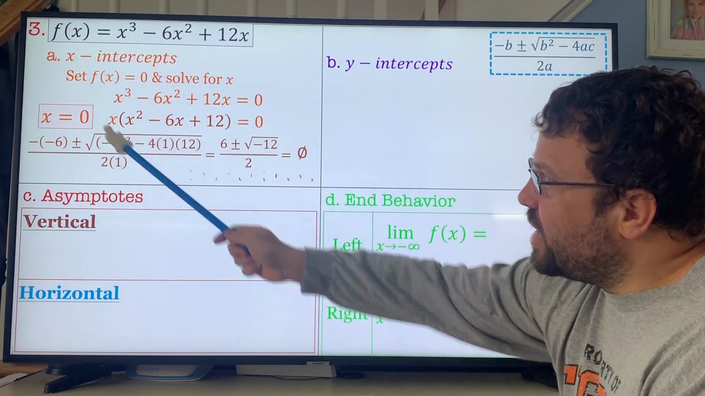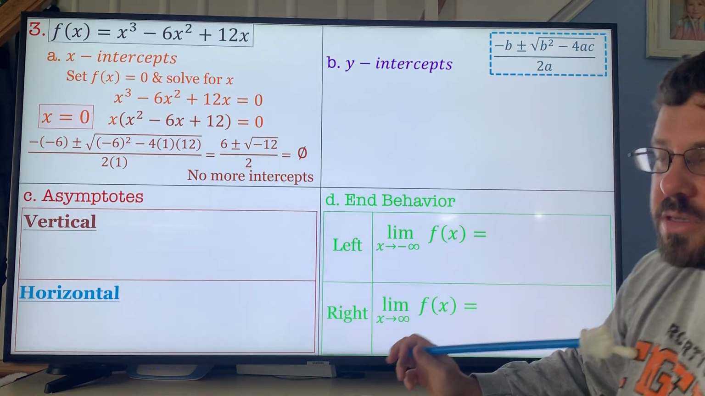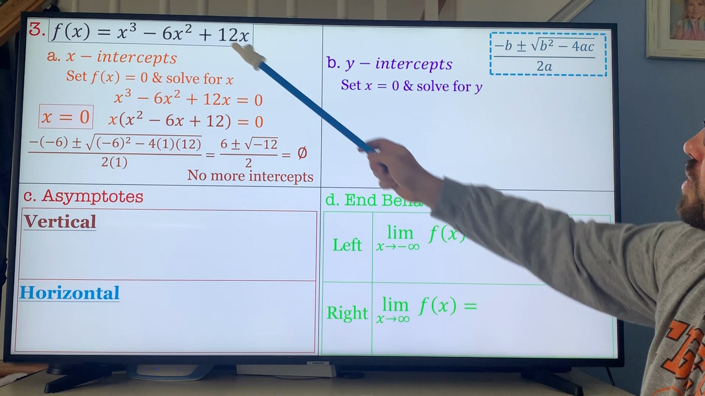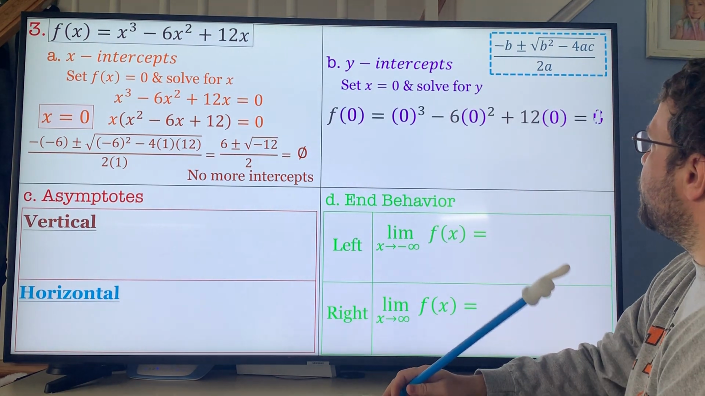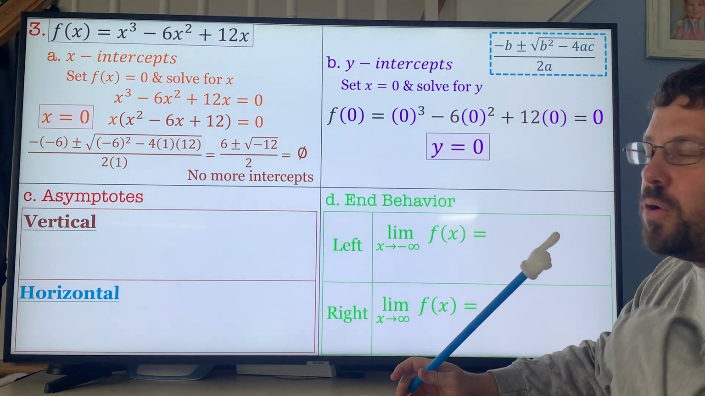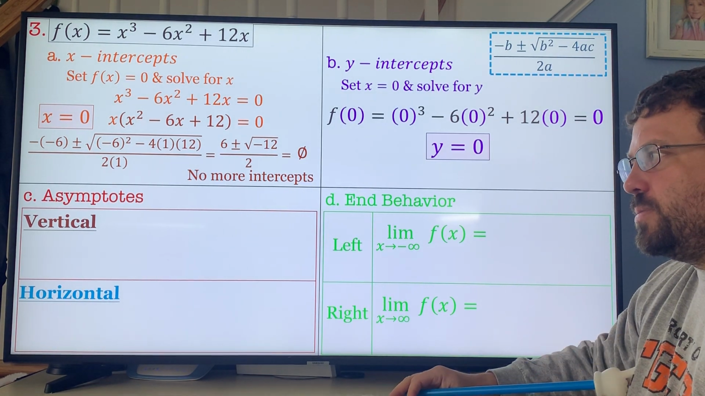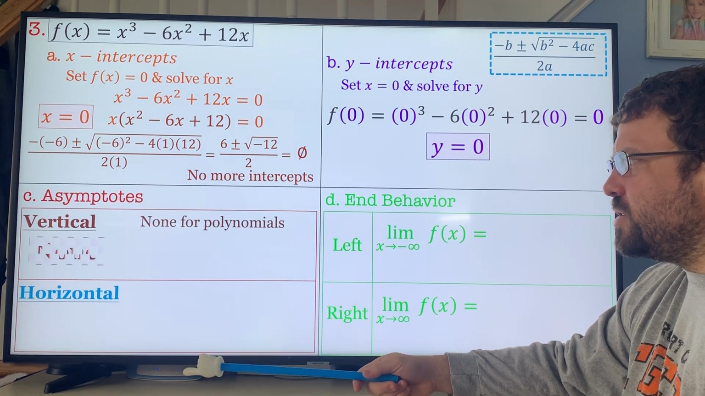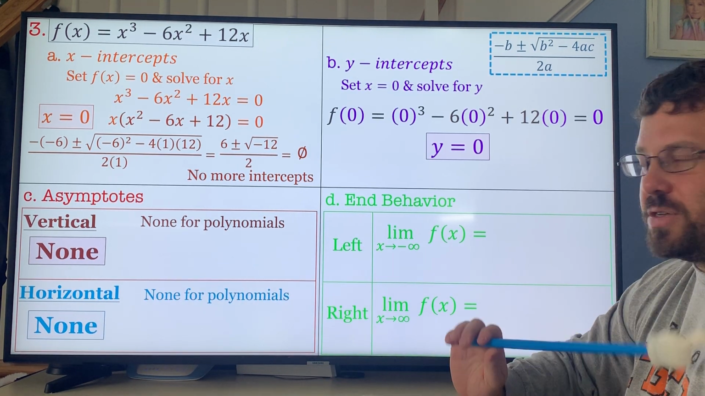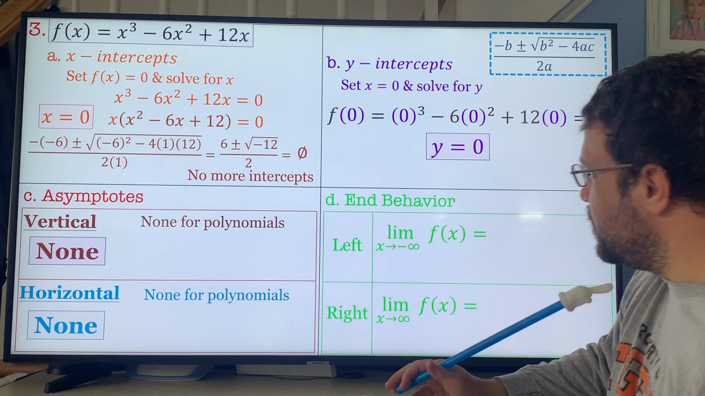So all that means is I only have one intercept. X equals 0 is my only intercept. Makes it easier. To find the y-intercept, you said what? X equals 0, solve, and guess what? Your answer is 0 as well. So our x and y intercept are the same, which means the graph is only going to cross at the origin, nowhere else. Vertical, horizontal asymptotes: none because it's a polynomial. Next one we'll do a rational, so you'll get to have your asymptotes, don't worry.